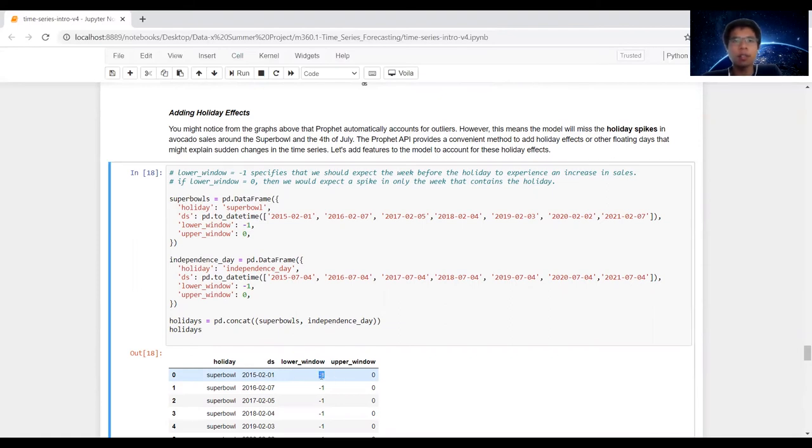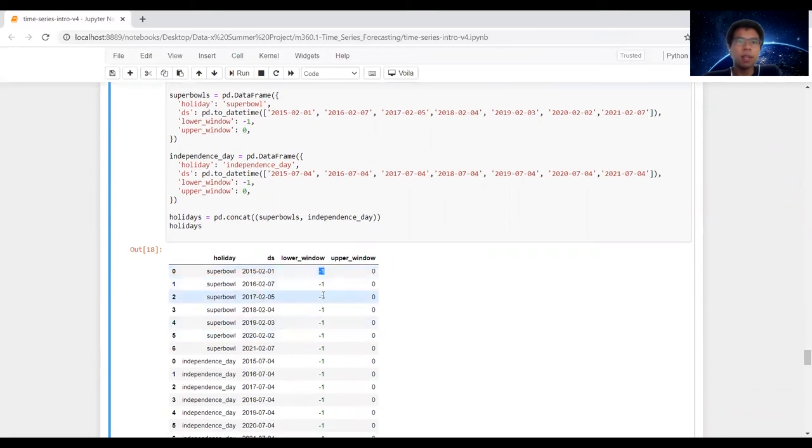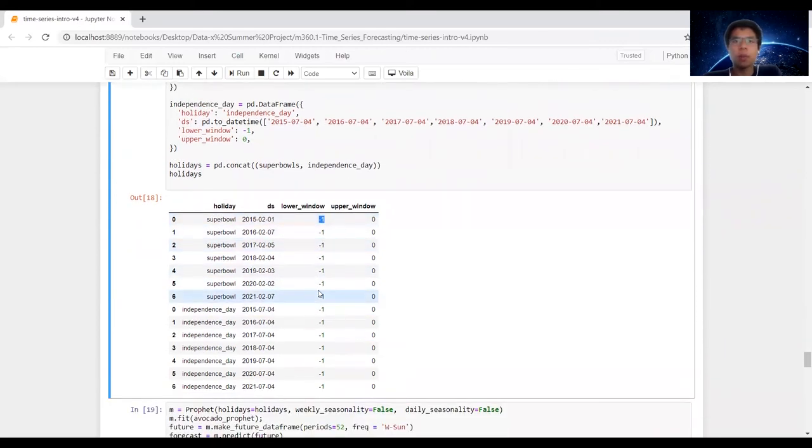So the negative one is just specifying that it's the week that the event happens and then the week before. And if it was a daily data set, it would be the day of the week it happens, and the negative one would specify the day before. So this has allowed us to build some nuance into the model that typically we aren't able to capture.